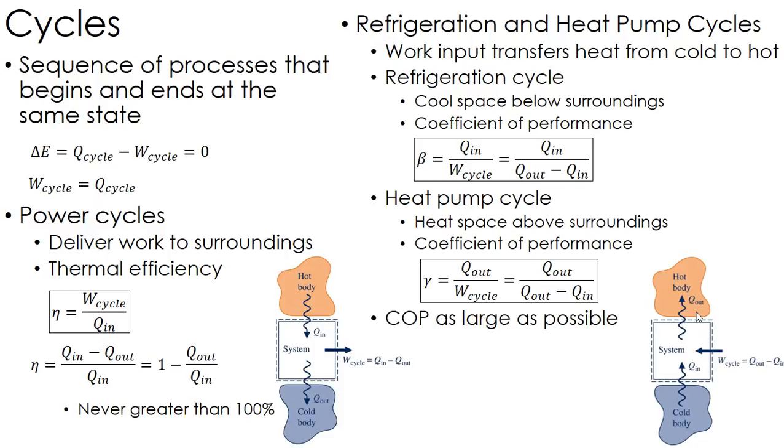Now, for this coefficient of performance, for both refrigeration as well as heat pumps, we want it to be as large as possible. Usually we're dealing with a coefficient of performance of around 3 or so. It can't be infinity, but we're trying to make it as large as possible. So that's how we deal with cycles. Just remember that for all of these, thermal efficiency and coefficient of performance are always the output that we're trying to achieve over the input that we're putting into the system.